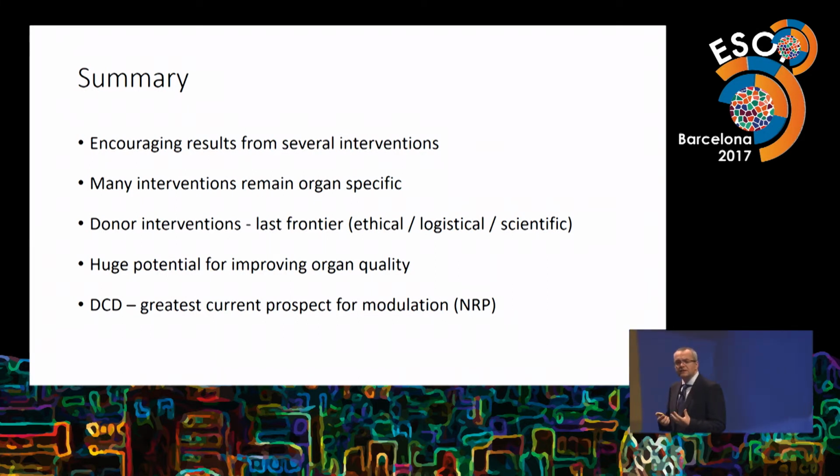So in summary, we've seen several encouraging results from a variety of interventions. There's no question that donor reconditioning or interventions in the donor remain the final frontier, but do offer a tremendous potential for improving quality. So far, from a clinical point of view, the biggest improvement has been seen in the DCD, where NRP results have been encouraging and offer the potential for further improvement of the graft.